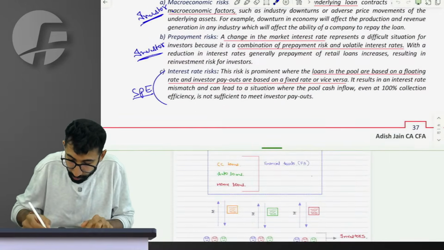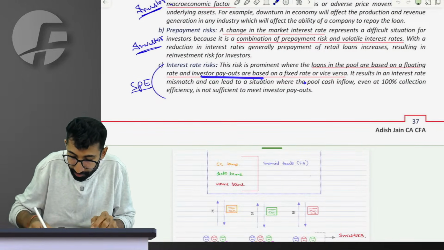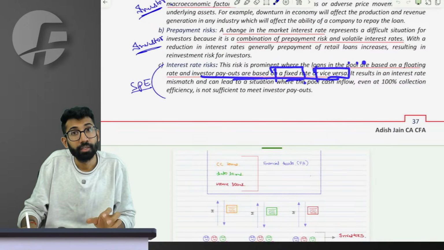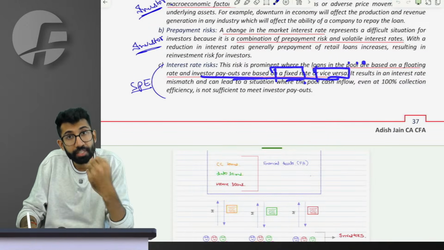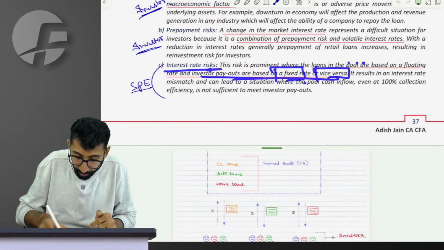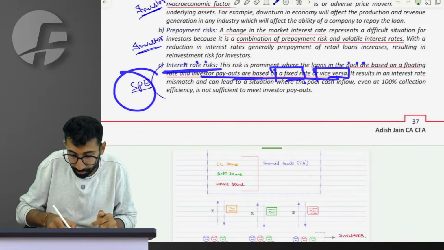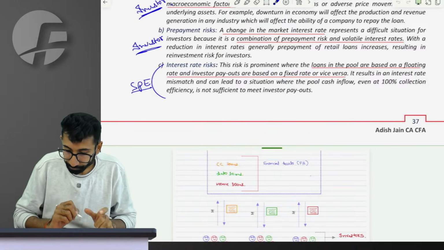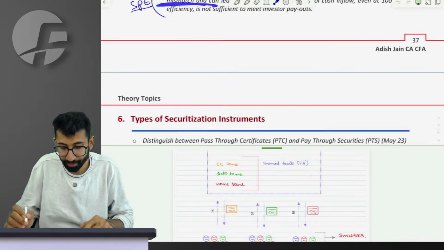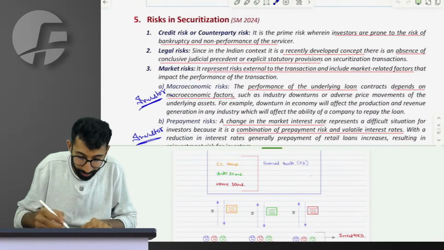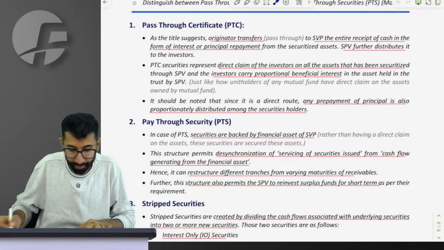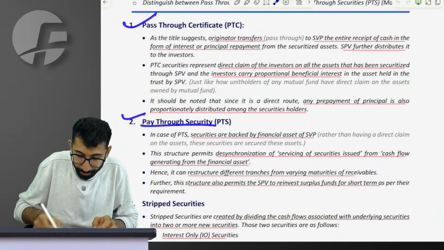Sir, which is why, when a fixed versus variable payout issue is there, between the interest that you receive and the interest that you pay, that risk is the interest rate risk which the SPV faces. Perfect. So this mismatch can create a problem. I hope I could explain to you the risk in securitization. The types of securities are two: pass-through security and pay-through security.